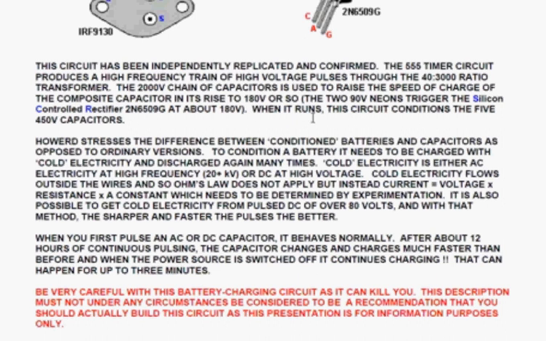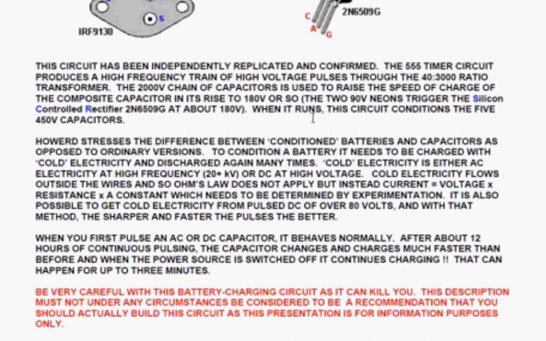Cold electricity flows outside the wires, and so Ohm's law does not apply, but instead current equals voltage times resistance times a constant, which needs to be determined by experimentation. It's also possible to get cold electricity from pulse DC of over 80 volts, and with that method, the sharper and the faster the pulses are, the better.